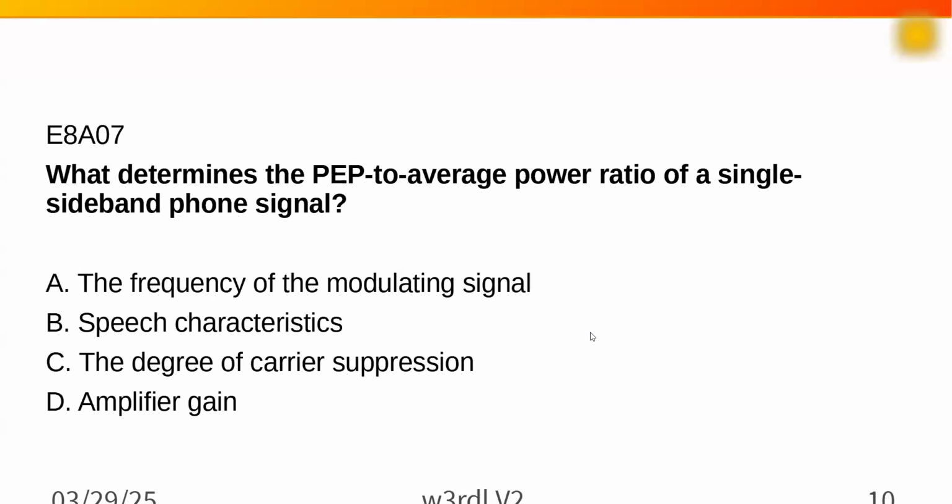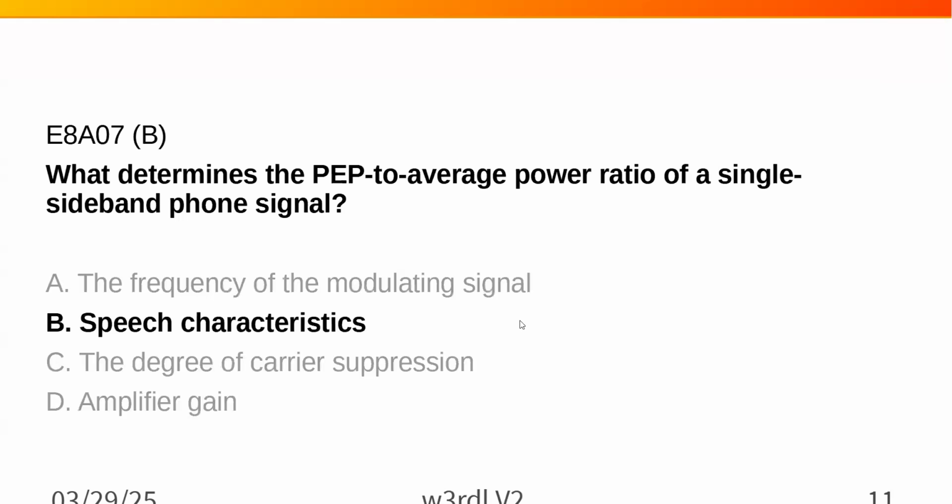So what determines the peak envelope power to average power ratio of a single sideband phone signal? We have Alpha, we have a Bravo, 2 Bravos. Change your mind, huh? Speech characteristic is the shape of the waveform.